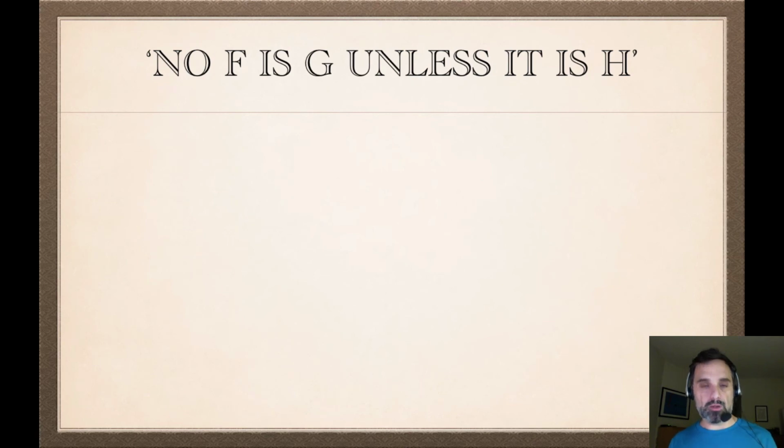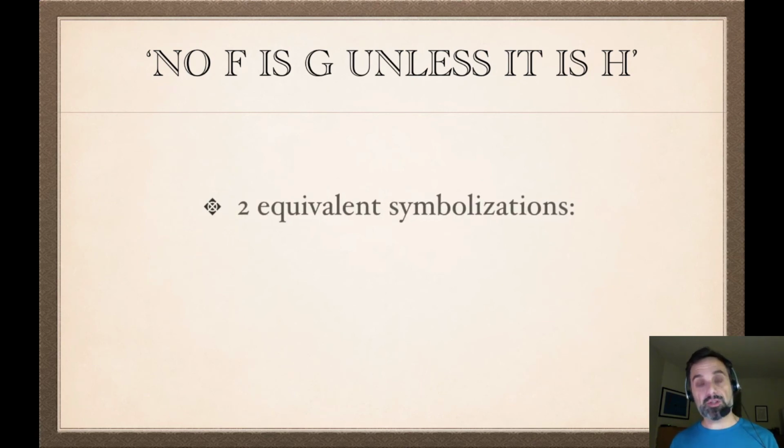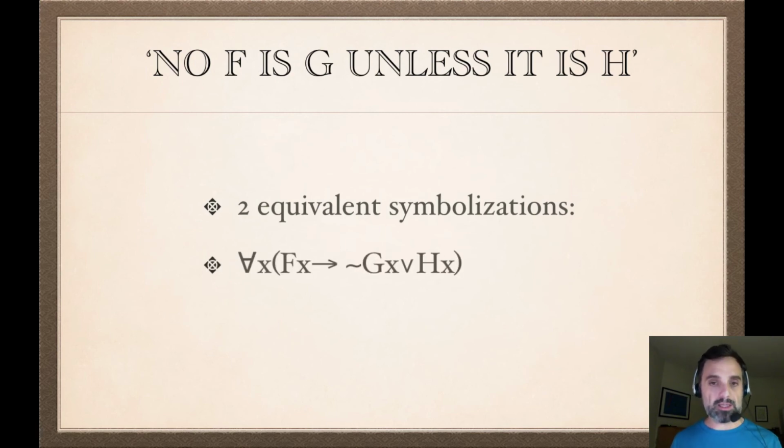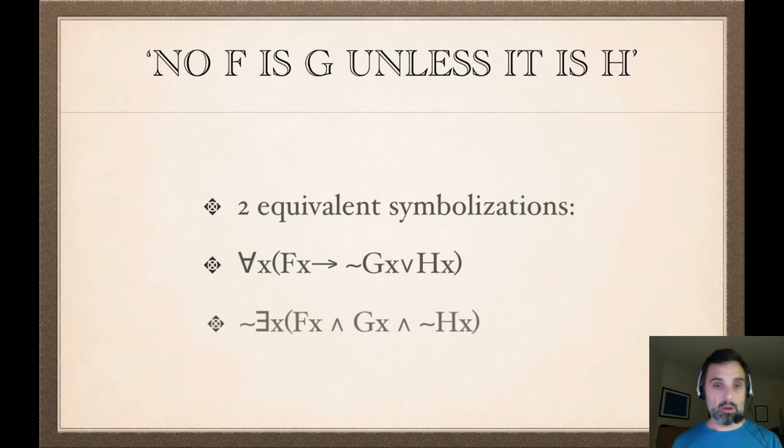So what you need to remember for your homework is this. When you see a "no F is G unless it's H," there are two obvious options you have for symbolizations. For all x, if Fx, then either not Gx or Hx, or not some x, Fx and Gx and not Hx. They're equivalent, either is acceptable. So that's what you need to know about "no F is G unless it is H." That's the end of this video.